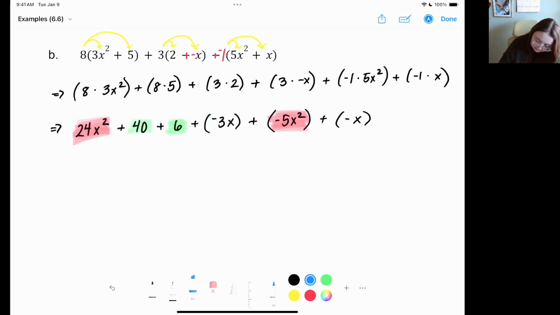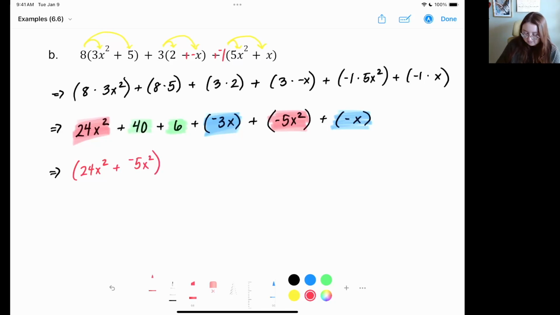Then lastly, we go on to negative 3x. So negative 3x has an x with no exponent, really meaning exponent of 1. The only other option here is negative x, and yes, they are like terms. They both have x with no exponent, which means exponent of 1. So those are all of our like terms, so we are now going to combine them. Just like before, we are going to group them together. So starting with 24x squared plus negative 5x squared, that is grouped together.